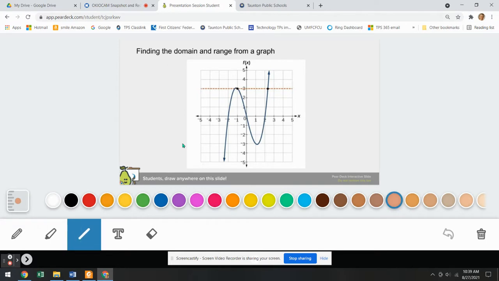So again, I'm going to look at the domain. So that's my x values. And you might think I'm doing the vertical line test. I'm not. This just helps me be really concrete about what I'm looking at.